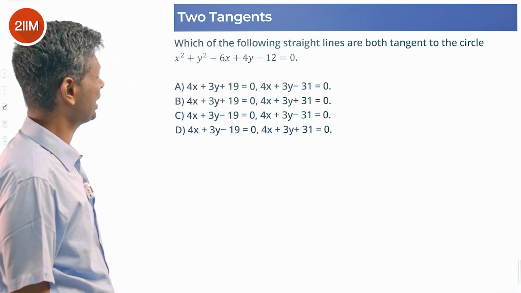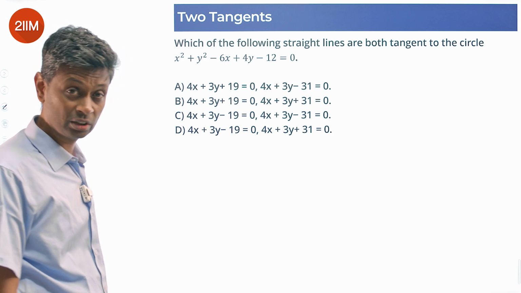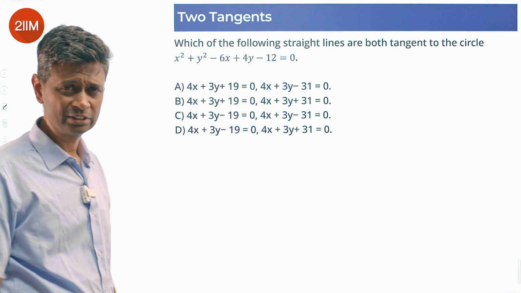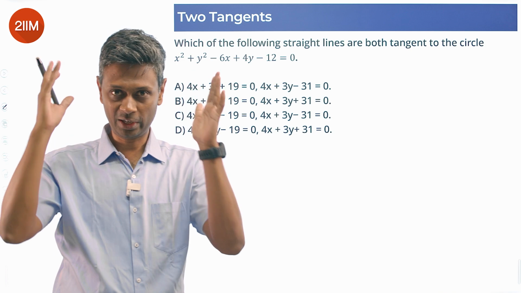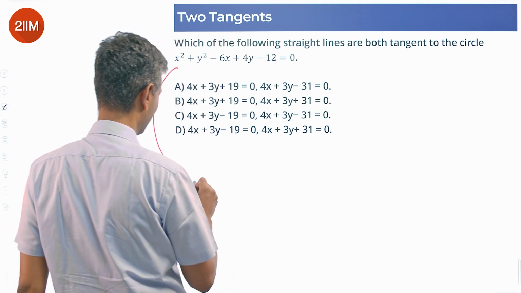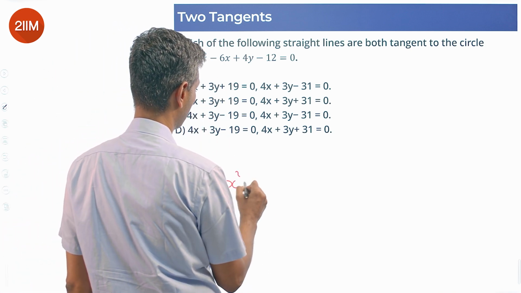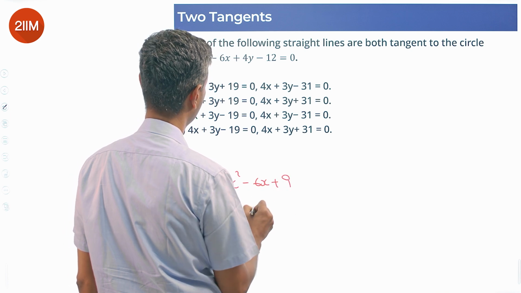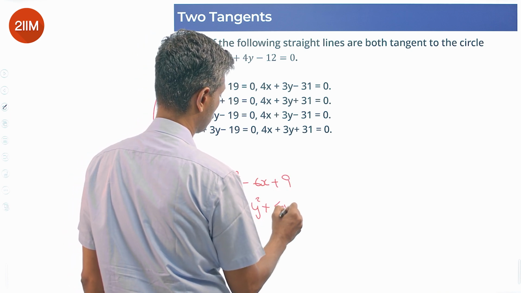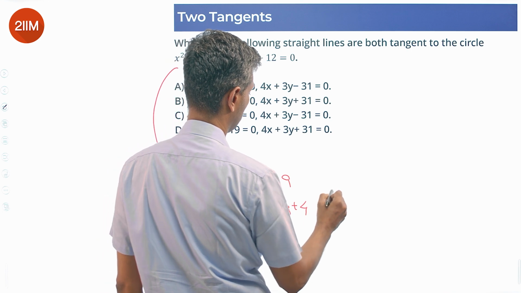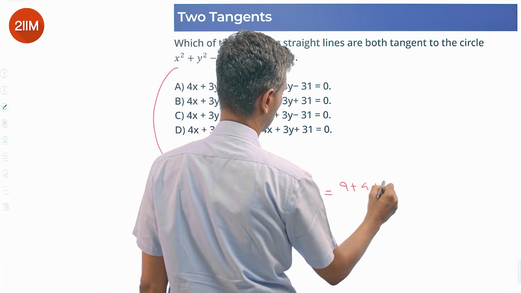Which of the following straight lines are both tangent to the circle? Given a circle, I want to find the center and radius. How do I do that? Fine, so let's do this. This is x square minus 6x plus 9, y square plus 4y plus 4 equals 9 plus 4 plus 12.